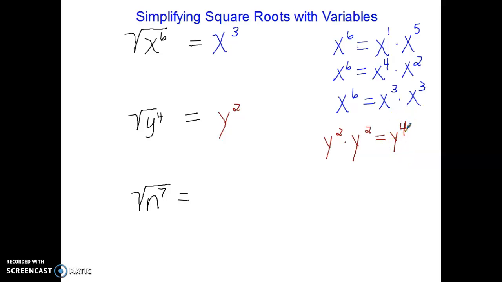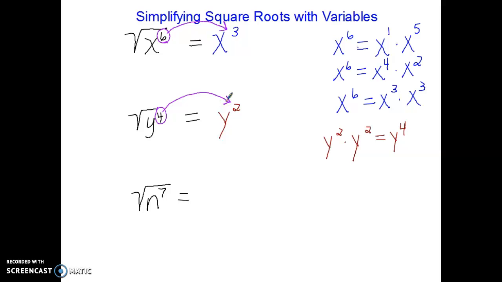If you notice, there is a shortcut with these. If I just take my exponent, so my first example, my exponent was 6. If I divide that in half, or divide by 2, that was my new exponent after I did the square root. So half of 6 was 3. Half of the number 4 is the number 2.